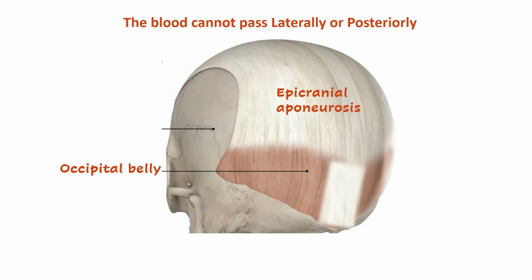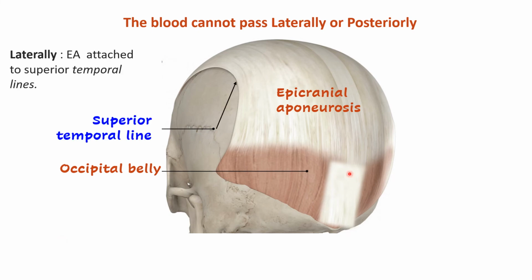Coming to the last layer. Not before the last layer, let me explain this also. The blood only goes anteriorly into the eyebrows. It cannot go laterally or posteriorly. Why is it so? It happens because laterally the epicranial aponeurosis is attached to the superior temporal line. So it will be restricted to the fourth layer only of the scalp laterally.